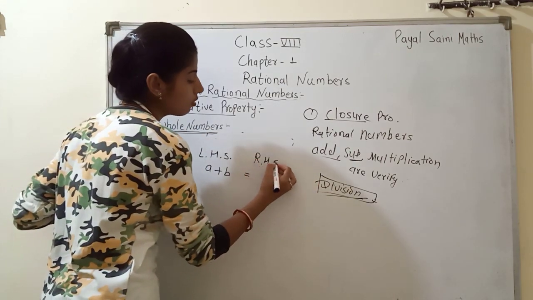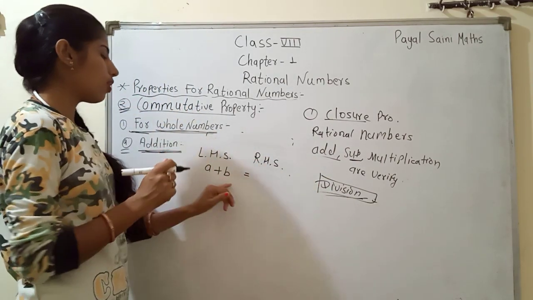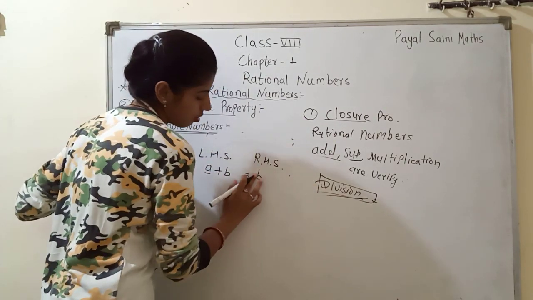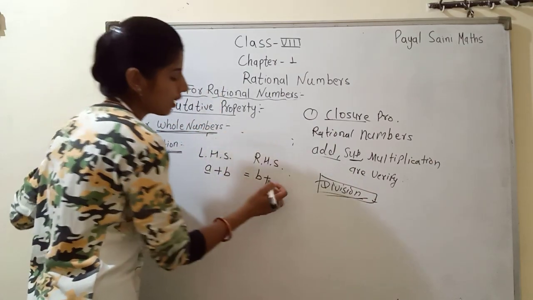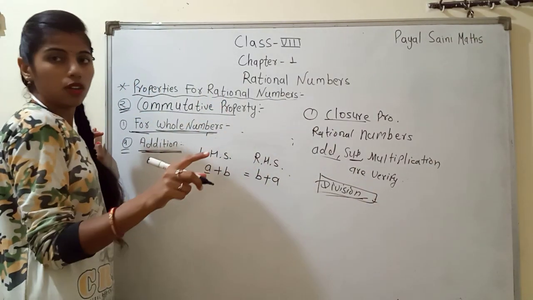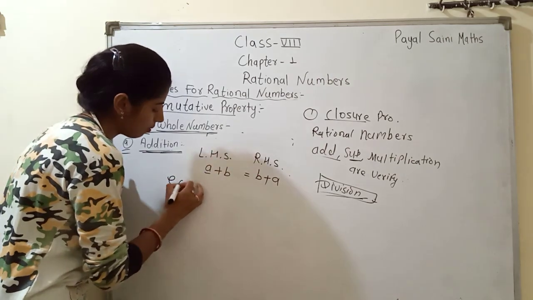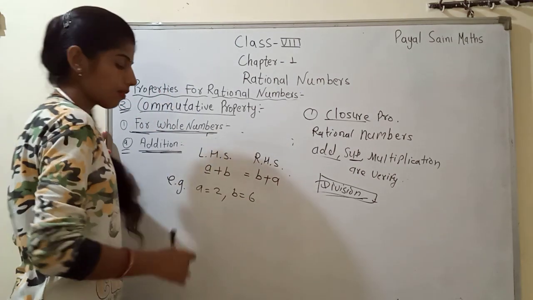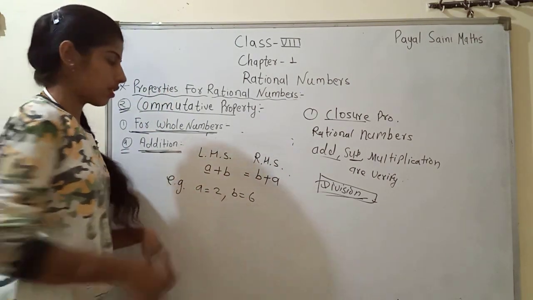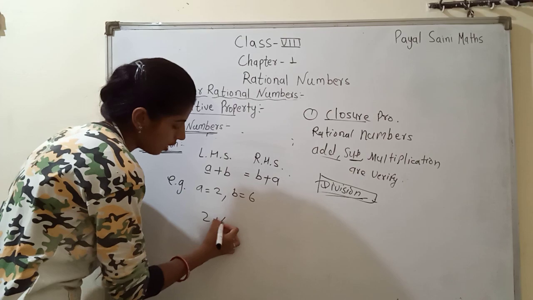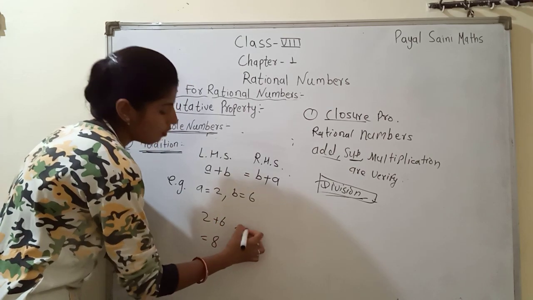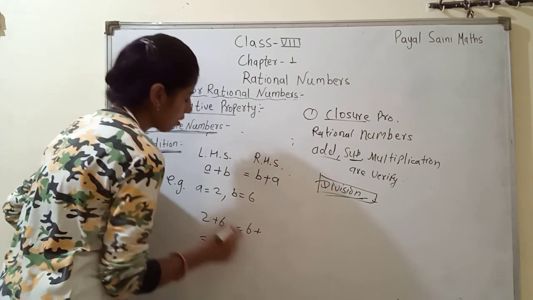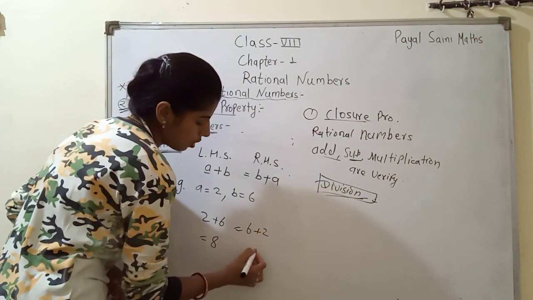What do we know about the commutative property? It says only change their place. So I write a plus, first b and second a, and our answer does not change. Example: if a value is 2 and b value is 6, then the left side answer is 2 plus 6 is equal to 8. Now on the right-hand side, first we write the b value, 6, plus the a value, 2. Then 6 plus 2 is 8.